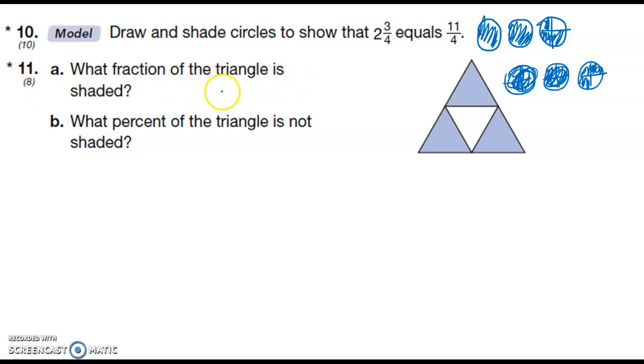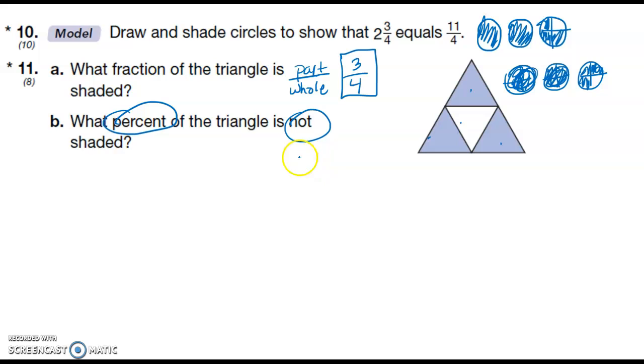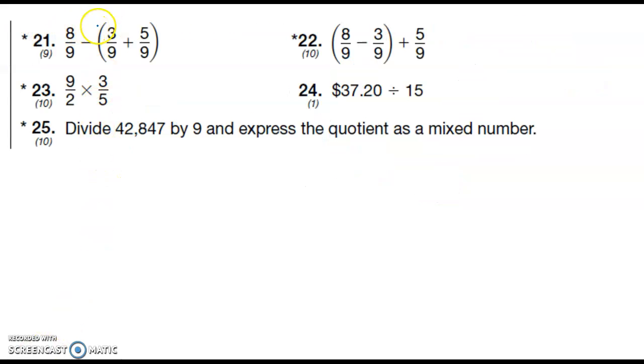11a, what fraction of the triangle is shaded? So we have part over whole. 1, 2, 3, 4. So we have 4 total parts. The shaded are 3, so 3/4. What percent of the triangle is not shaded? So I know that 1/4 is not shaded, and if I look at my poster in the classroom, I know that that's 25%. Or you can divide 100 by 4 and get 25. All good things.